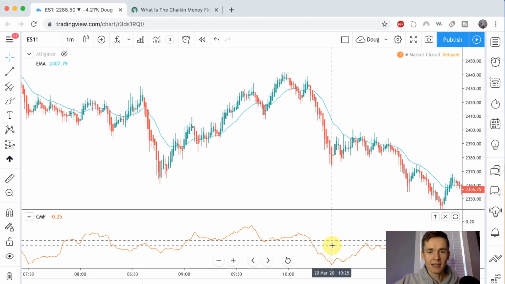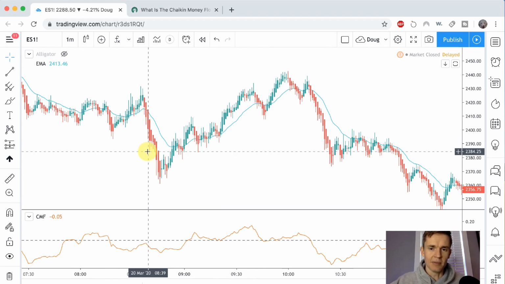Okay, so I put this on a 1 minute chart. We're looking at the ES, the E-mini, and then I put it on a Heiken Ashi bar. And since the Chaikin Money Flow is measuring like bullish bars compared to bearish bars, what better way to look at that than Heiken Ashi, which is very easy to see the green versus the red, right?